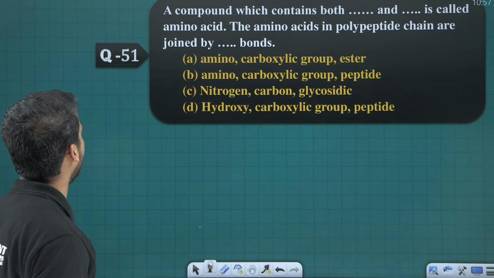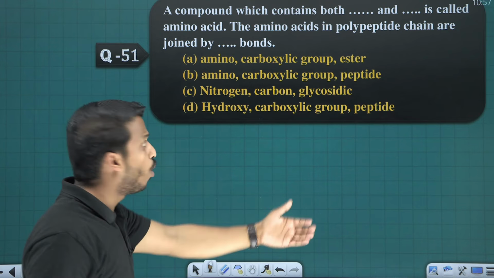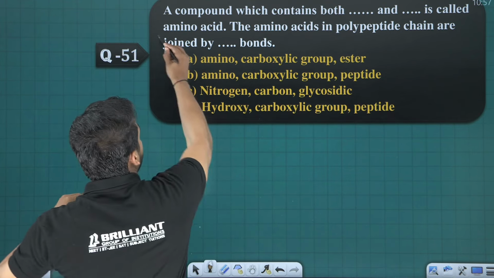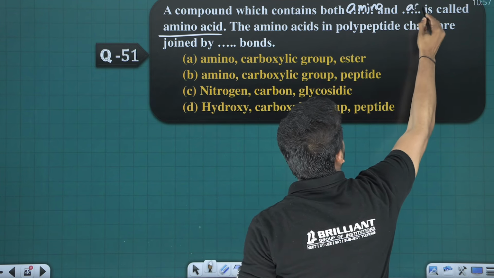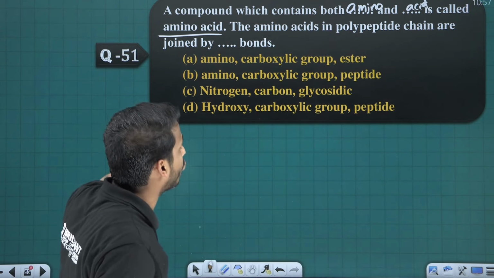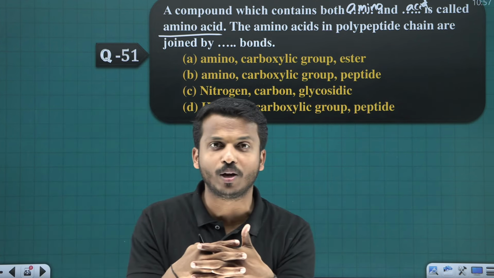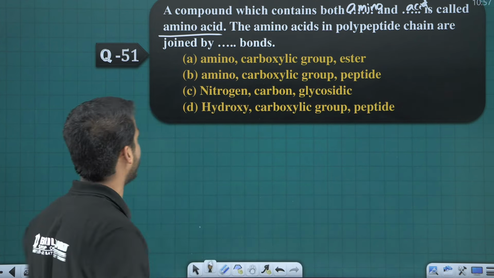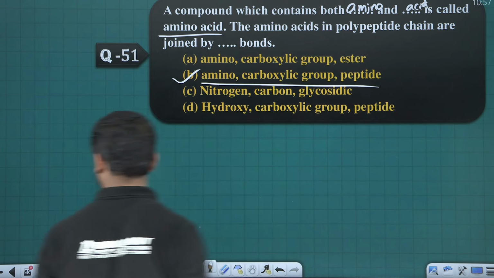Question number 51. A compound which contains both amino and acid groups is called an amino acid. Yes or no? The amino acids in a polypeptide chain are joined by peptide linkage. What is the bond between two amino acids? Peptide linkage.